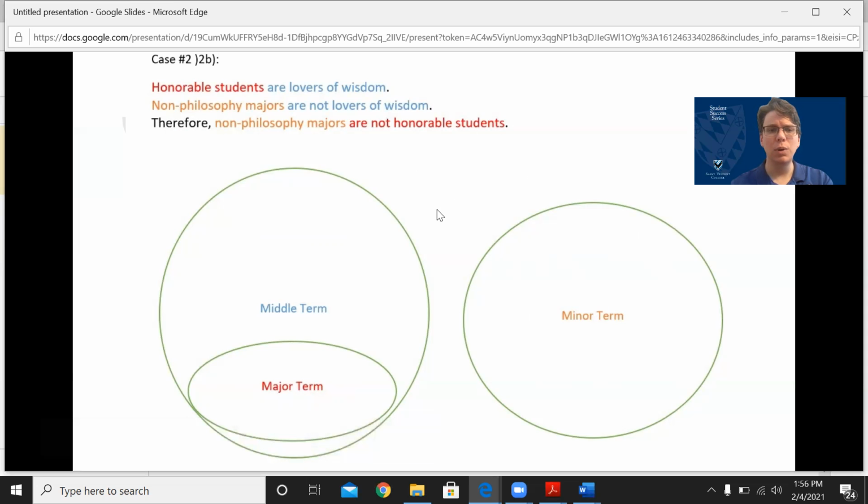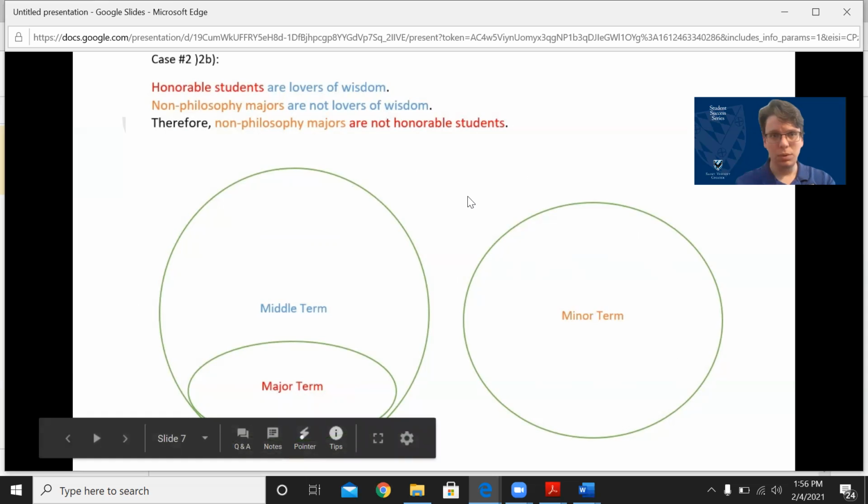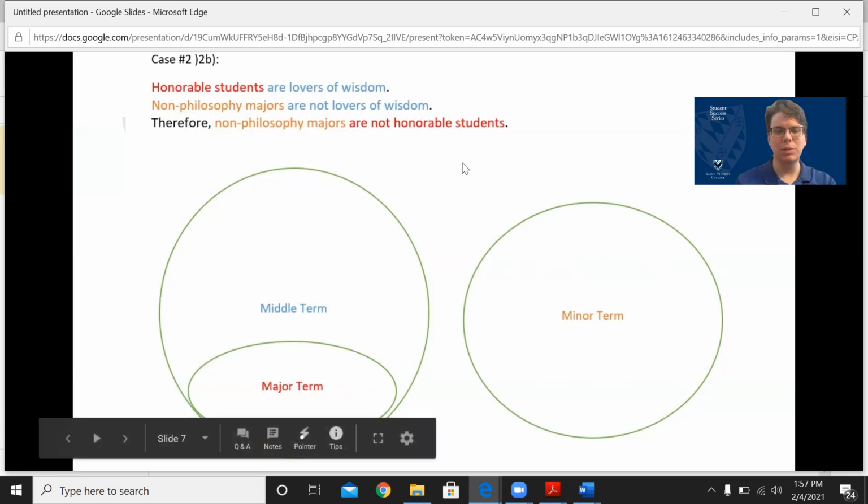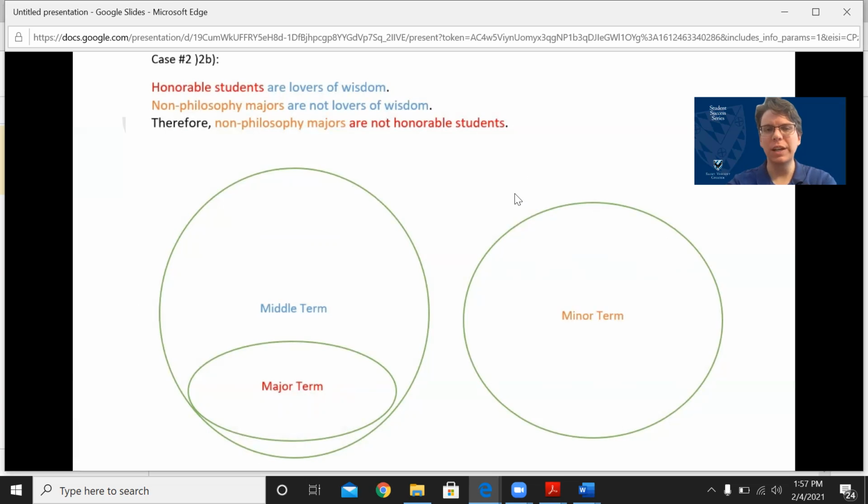So now, since we know where these categories of people stand in relation to each other, we can form a conclusion. So non-philosophy majors are not contained within the major term, honorable students. So non-philosophy majors are not honorable students. These diagrams are very helpful in visualizing the connections between these statements. And I thank Dr. Crom for making these.